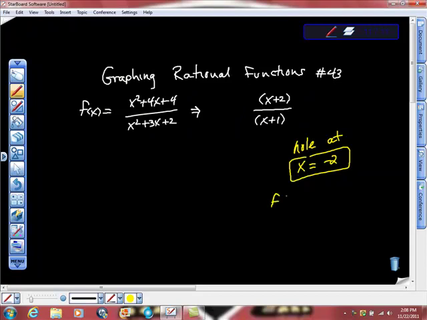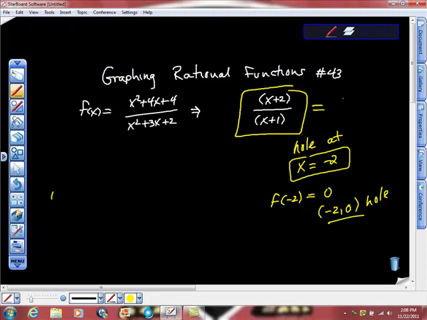Now I want to take f of negative 2, and f of negative 2 happens to be what? f of negative 2 is 0, so at the point negative 2, 0, there's a hole, and we have to go back at the very end and graph that hole in there, okay? So from there, remember that this is our new function, isn't it? This is f of x. So we're not working with this side anymore, we're working with this side now.